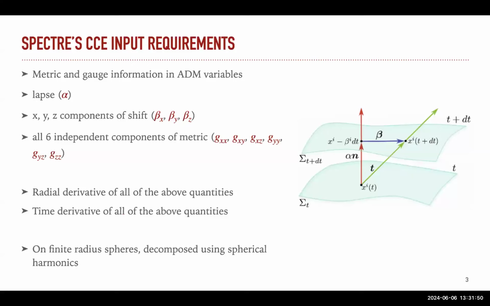All right, so what does SpECTRE need us to give it? The metric and gauge information in ADM variables, including the lapse and the shift, which define how you move between your spatial slices, as well as all 6 independent components of the metric, and the radial derivative and the time derivative for each of those, on finite radius spheres decomposed using spherical harmonics. So that's what my goal is to output.